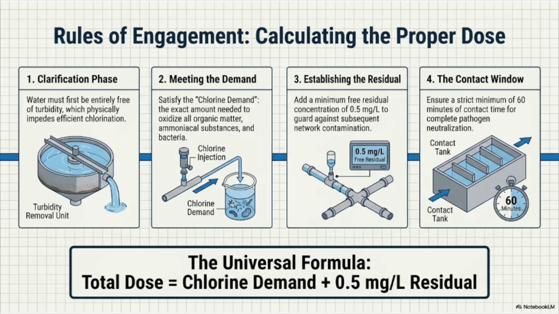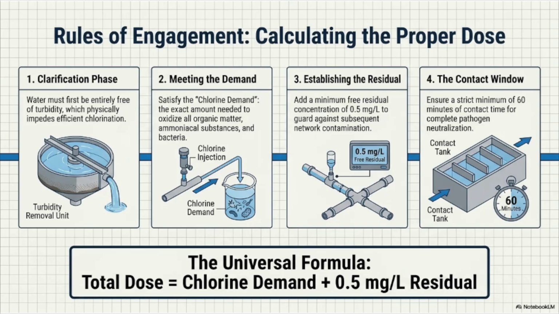The second is meeting the demand, where the exact amount of chlorine needed to oxidize all organic matter, ammoniacal substances, and bacteria, known as the chlorine demand, must be satisfied. The third is establishing the residual, where a minimum free residual concentration of 0.5 milligrams per liter is added to guard against subsequent network contamination.